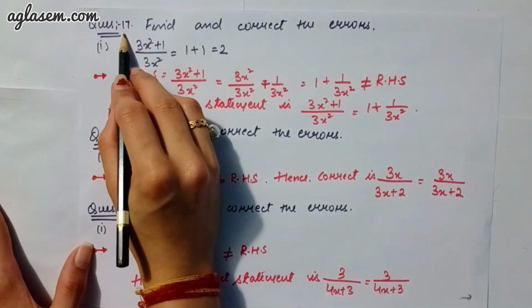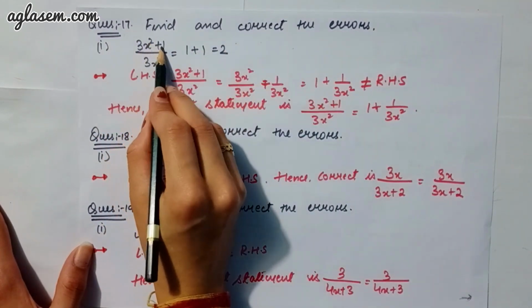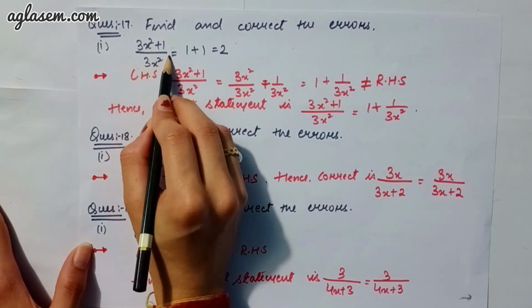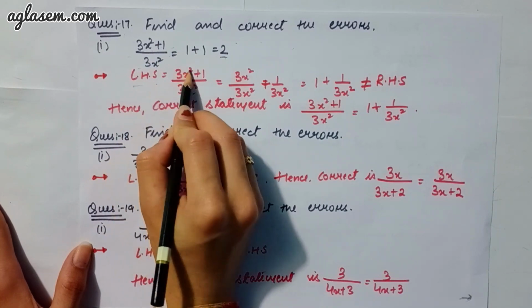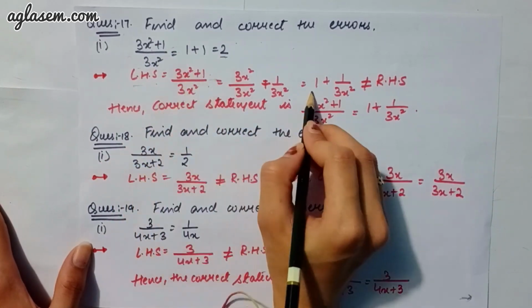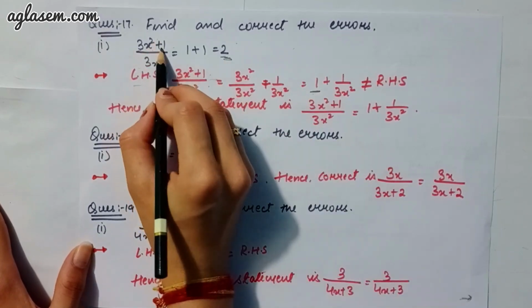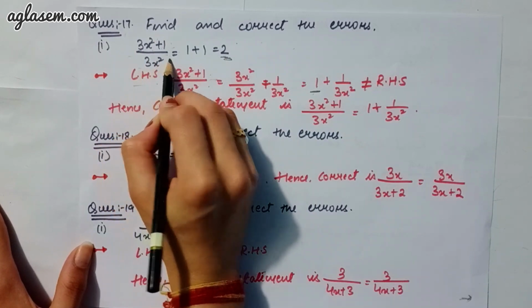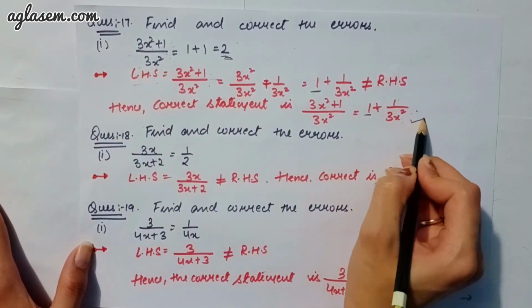Moving to our 17th question, which says find and correct the errors: (3x² + 1) divided by 3x² equals 2. Taking again LHS, that is (3x² + 1) divided by 3x². Now solving this, we will get 1 plus something, not 2. So the correct statement is (3x² + 1) divided by 3x² equals 1 + 1 upon 3x². This is the correct statement.